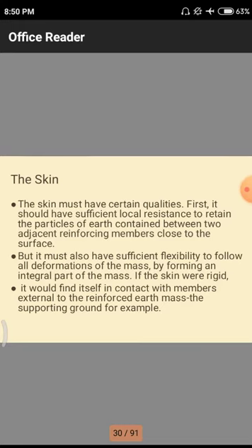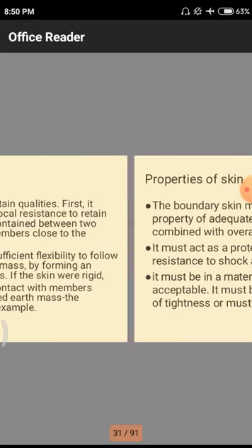It would find itself containing the members external to the reinforced earth mass of the supporting ground, for example. That means the skin elements themselves are in contact with these members, so that they are able to carry these stresses and deformations. The reinforced earth mass is supported by the ground. That means the total mass imposed on the structure is capable of transferring that load to the ground itself. That is the major role of the skin in reinforced earth.